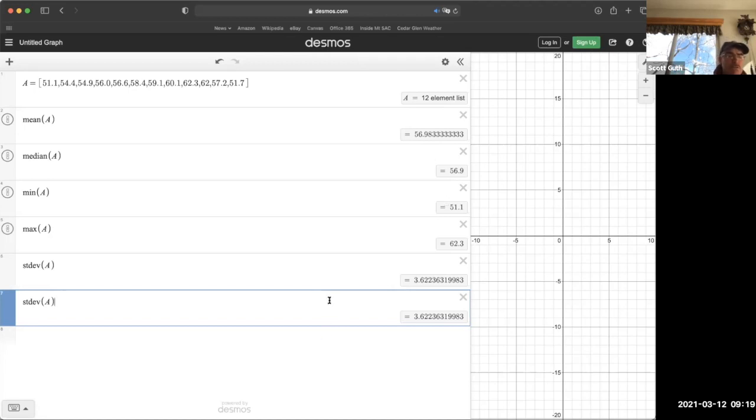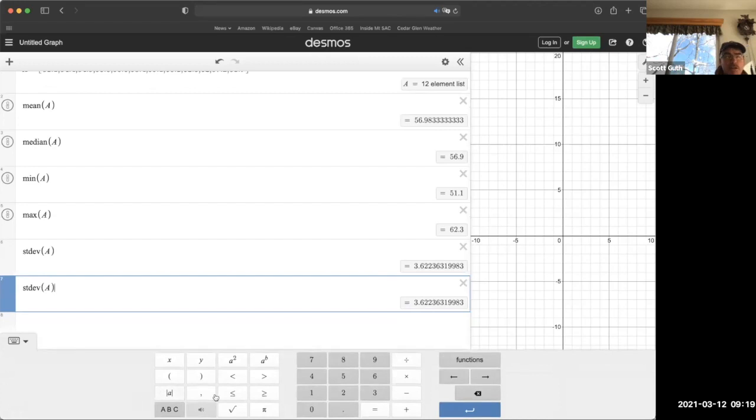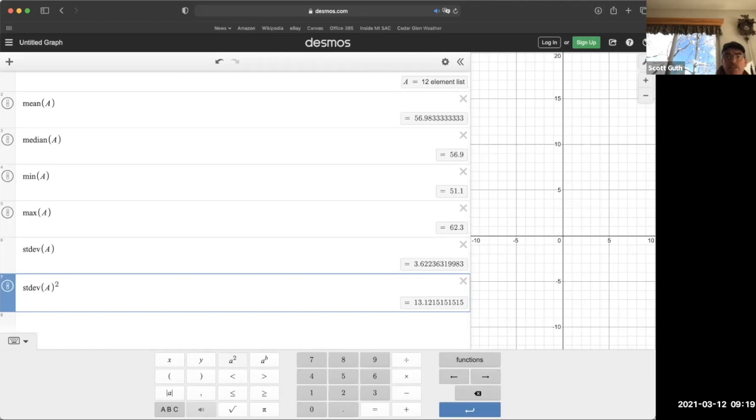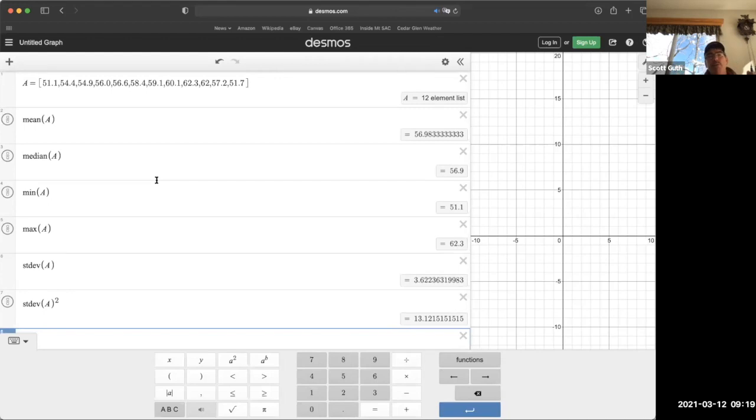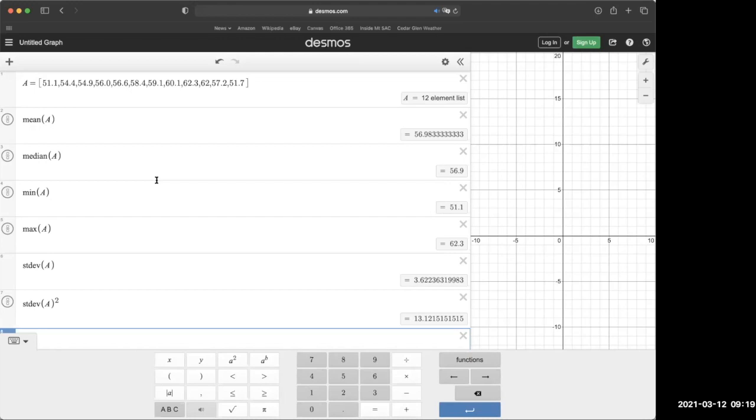There's a toolbar. I don't know if you can see down here. If you click on the little toolbar, there's a squaring button there. So you can just square that and hit enter. So that's called the variance when you square the standard deviation. Okay, so before I leave this page, does anybody have questions about what I did to get all those statistics? We don't do this stuff by hand, just FYI.